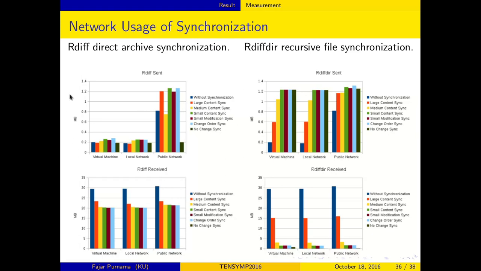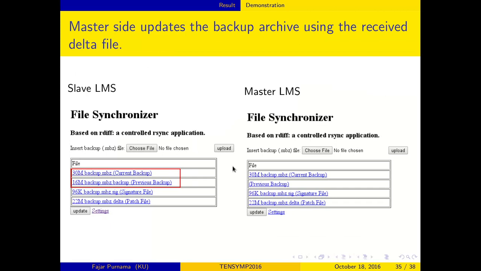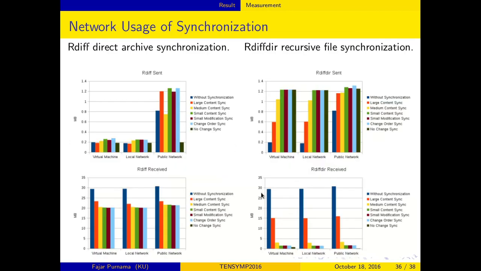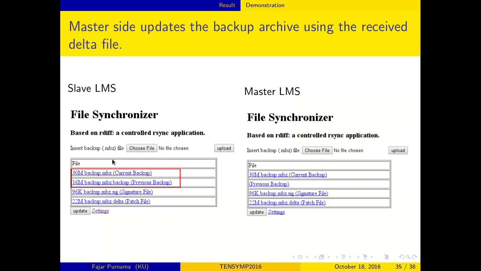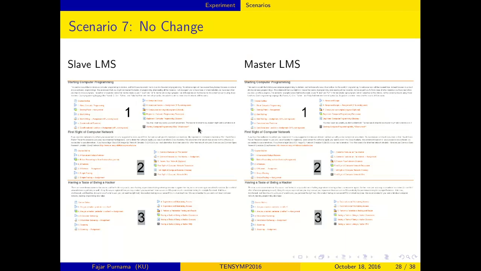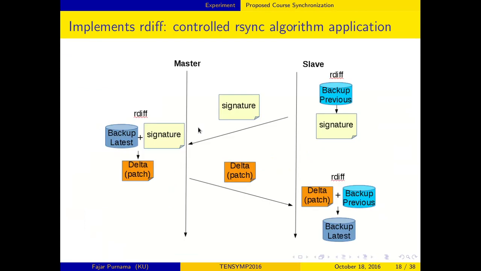And on another topic, the uplink. The uplink is influenced by the signature file, meaning how much we need to send to the master side. If you go back to this figure, the uplink is the size of the signature that we need to send to the master, and the downlink is how much of the patch we need to download from the master side.